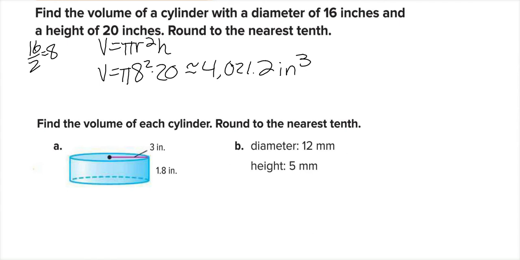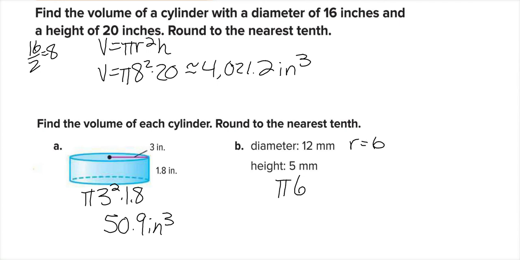So when we plug it into the formula, pi r squared, we should end up with pi. The radius was 3, so squared, and then we're going to times that by 1.8. So pi 3 squared times 1.8, and we should have come up with 50.9 for that one, cubic inches. And then for this one, they gave us diameter, so that means radius is 6. So we'll have pi 6 squared times 5, and that's going to be 565.5. That's going to be cubic millimeters.